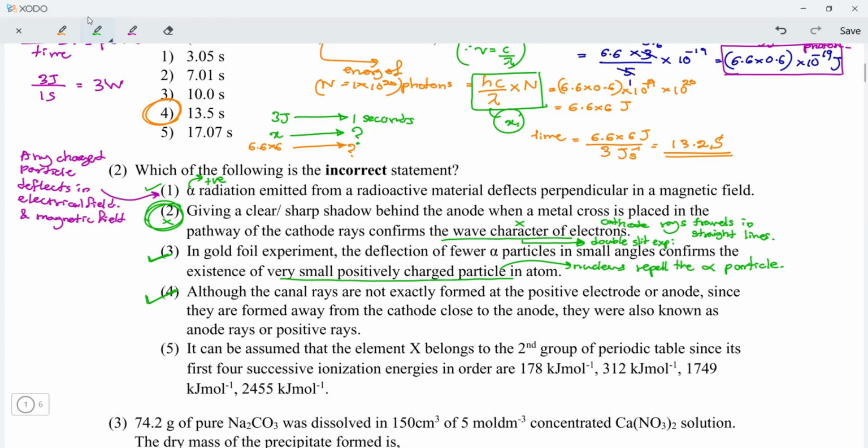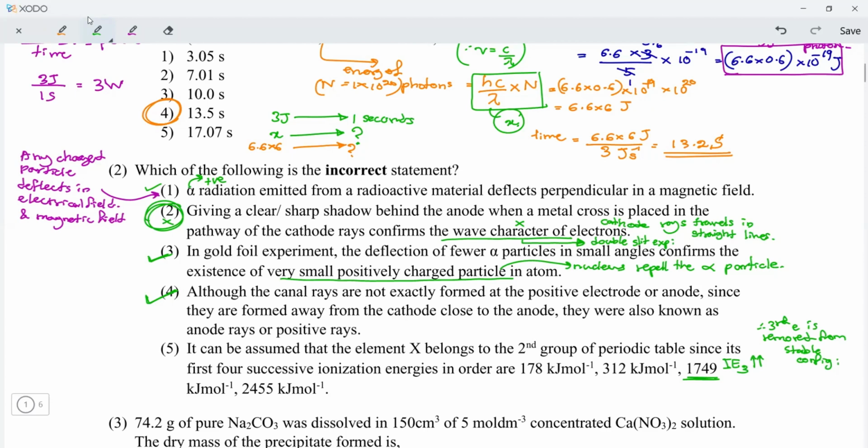And the last statement is about successive ionization energy. Here you are removing electrons one by one. So you can follow the values 178, 312. There's not much higher value, but you can see when you remove the third electron, the third ionization energy, IE3, is very high. The reason is the third electron is removed from a stable configuration.